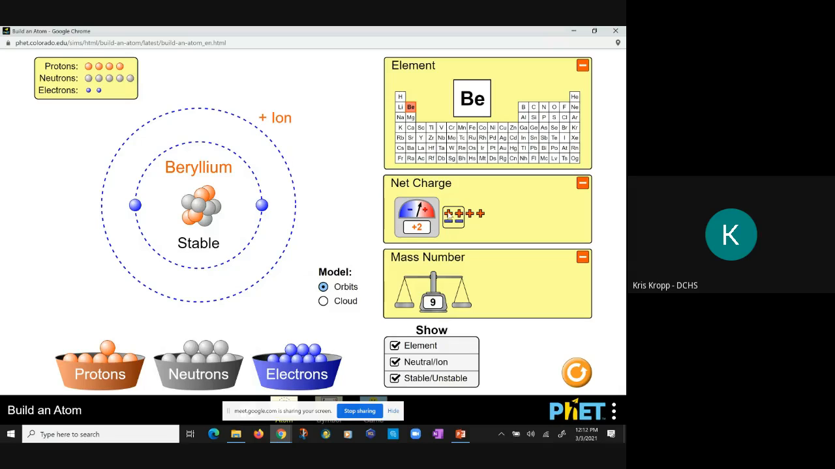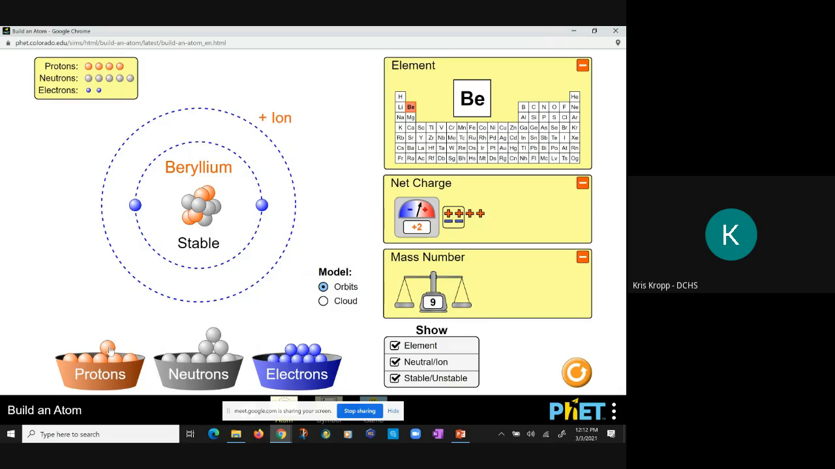Now, notice our charge. It's the first time we've seen this. Net charge of +2, because there are 2 more protons than electrons, right? 4 protons in total, only 2 electrons gives me a net charge of +2. Can I put another neutron in here and keep it stable? Nope, doesn't like that. So there's only one really stable isotope of beryllium. That's interesting.